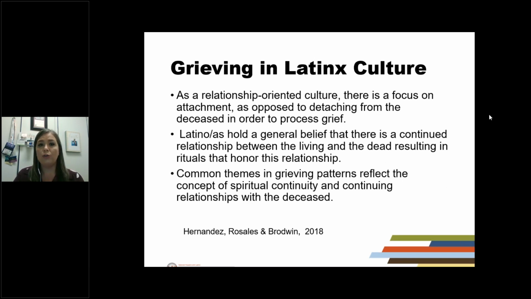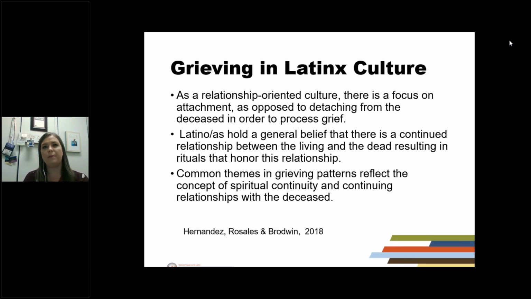So Latinx culture is a relationship-oriented culture. They focus on attachment as opposed to detaching from the deceased. Okay, so as part of their grief process, there is more of an attachment to the loss. Latinos and Latinas hold a general belief that there is a continuing relationship between the living and the dead, resulting in rituals that honor this relationship. That's why the grieving process is probably extended in Latinx culture, because that attachment or relationship after the loss is longer and more intense.